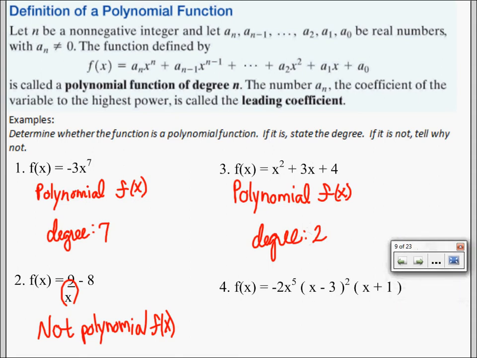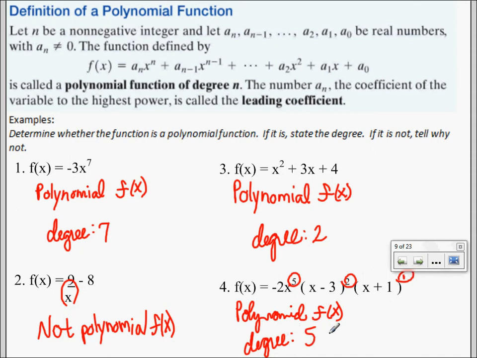Okay, with number 4, f of x equals negative 2x to the 5th times the quantity x minus 3 all squared times the quantity x plus 1. And you can think of that as a power of 1. This is in fact a polynomial function. To get the degree, add the powers 5, 2, and 1. So 5 plus 2 plus 1 gives you the degree of 8.